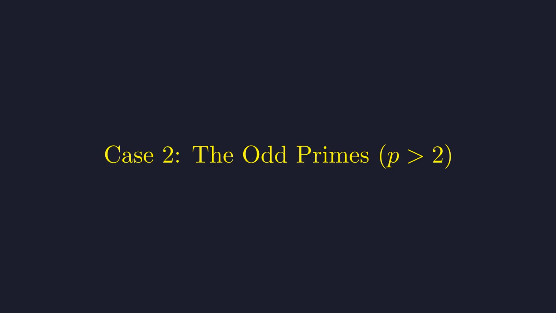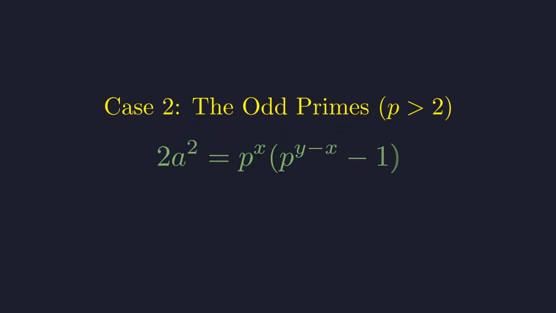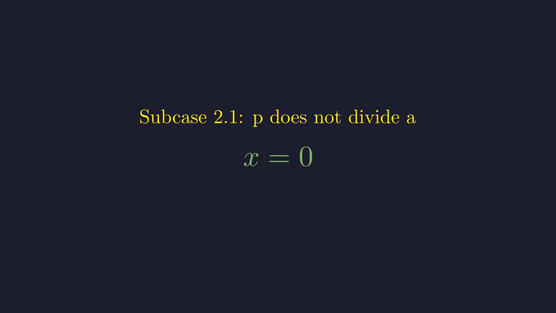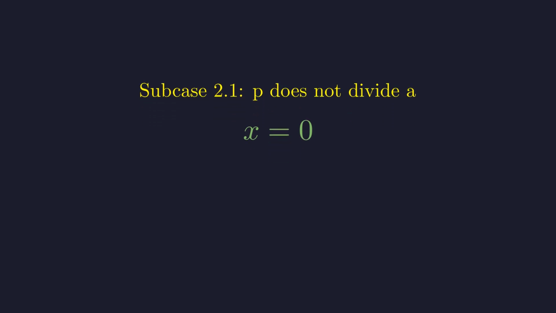Next, we analyze the case where p is an odd prime. We return to our central equation. This case requires two subcases, one where p does not divide a and one where it does. Subcase 1. p does not divide a. This implies the exponent x must be 0.